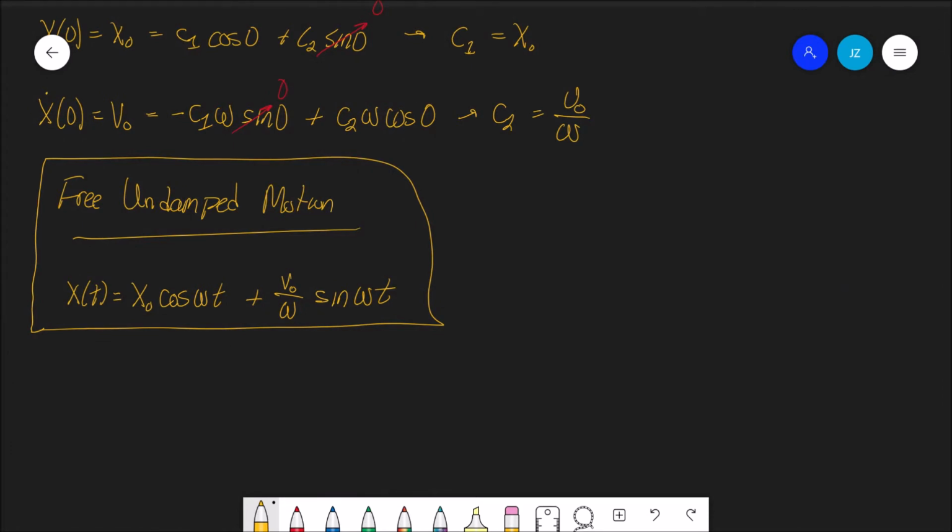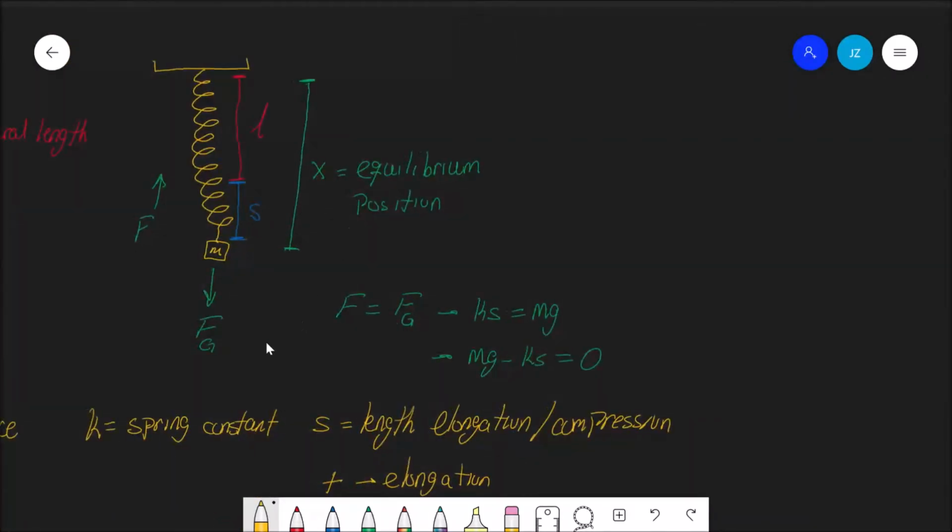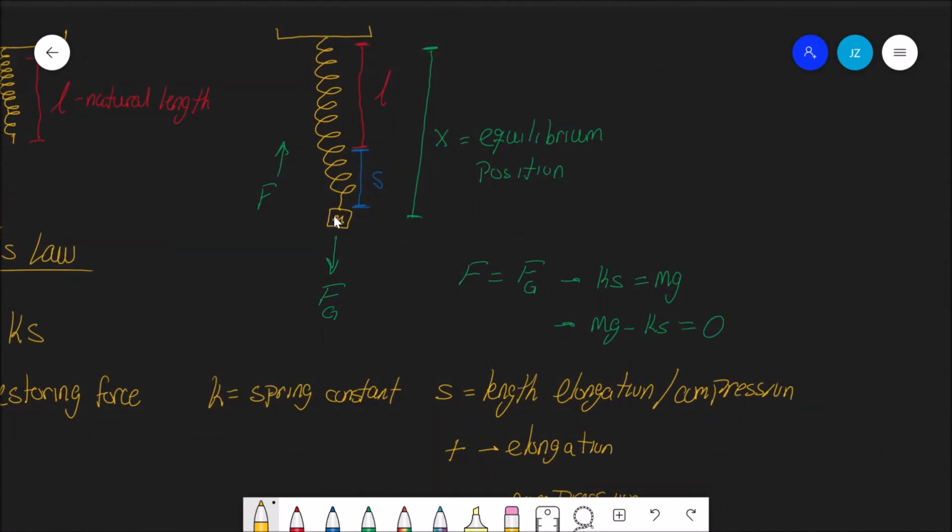The period of motion is given by T equals 2 pi over omega. So the period is the time it takes for the spring to execute one full cycle of motion. So if this is our motion right here, the period is how long it takes for M to go down, up, and then back down into its original position.